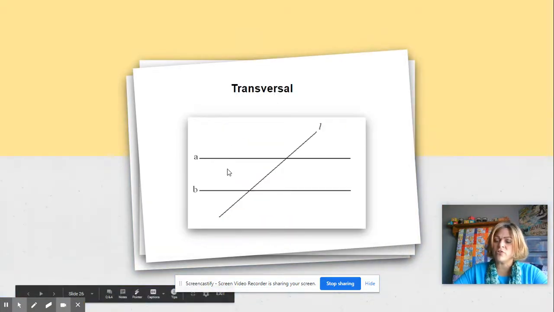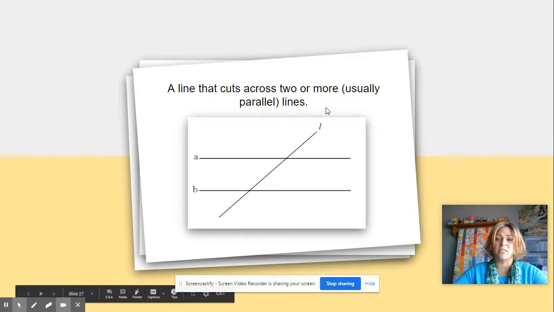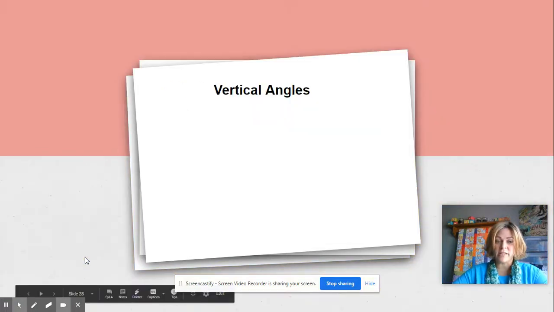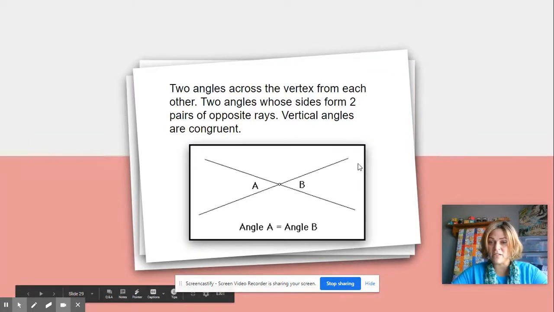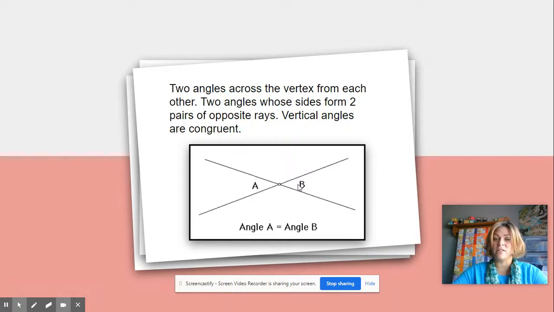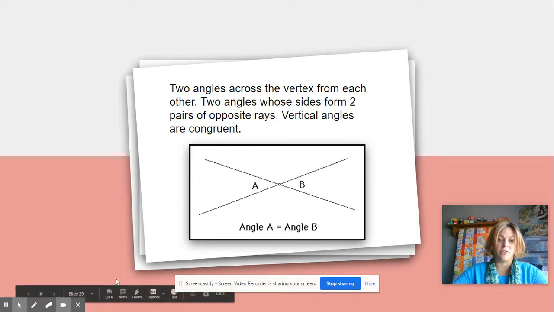Transversal. Usually we use transversals when we're talking about parallel lines, but that is the line that cuts through the parallel lines. Okay, so it's just the line that cuts it. Vertical angles are the ones that we may have seen already, but they're across the vertex from each other. So here, there's these two intersecting lines or segments. Angle A is congruent to B. These top and bottom angles right here are also congruent. Vertical angles are always congruent.